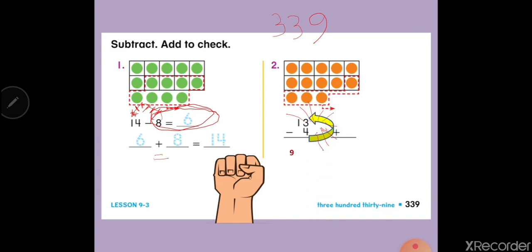9. Excellent. Now, to check your answer, you'll use the plus sign. You'll go from down to up. Okay. Flip the minus sign into plus sign and put the two small numbers together. You will say 9 plus 14 equals 13, the whole big number.